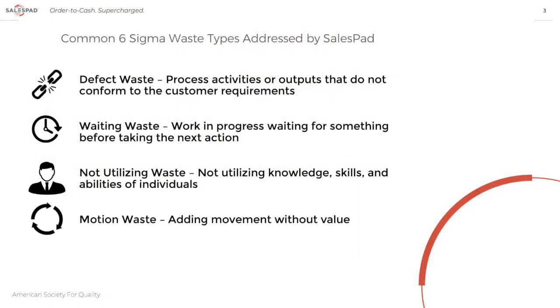Next one is motion waste. So this is excessive movement without creating value for the customer. And so when we're thinking about motion waste, we could think about the physical movement of goods. So maybe you're transporting goods to 2 different distribution centers before they're actually shipped off to the customer. But motion waste could also mean things like excessive clicking, excessive movement throughout the application to get to the information you need.